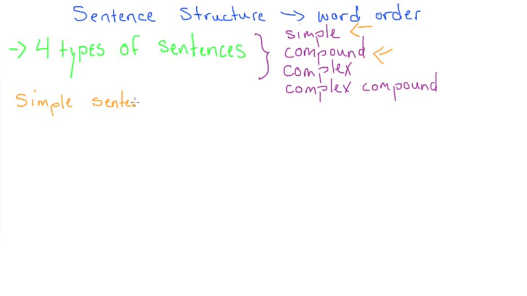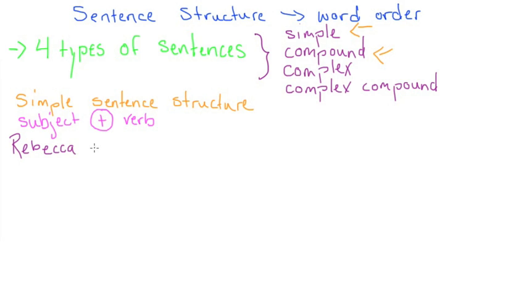So a simple sentence is a very simple structure. It basically means that there's a subject and a verb, and there's one idea. So Rebecca studies French. It's a very simple sentence. Rebecca is our subject, studies is our verb, and French is our object.